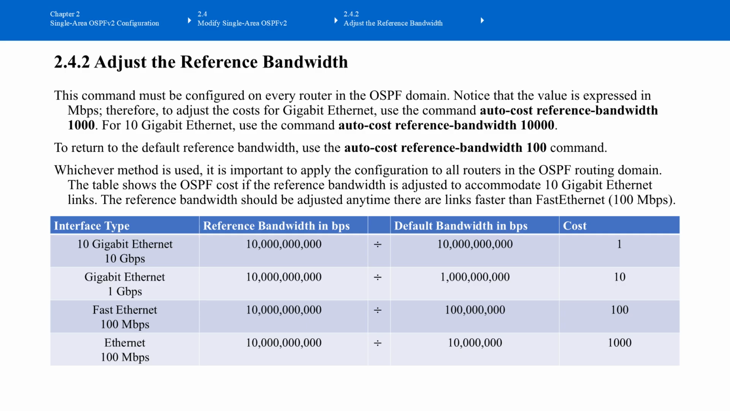Fast Ethernet is 100 megabits per second, so we use 10 billion divided by 100 million. So that's 100. The last one, Ethernet, with 10 megabits per second. To calculate the cost, we use 10 billion divided by 10 million. So that cost is 1000.